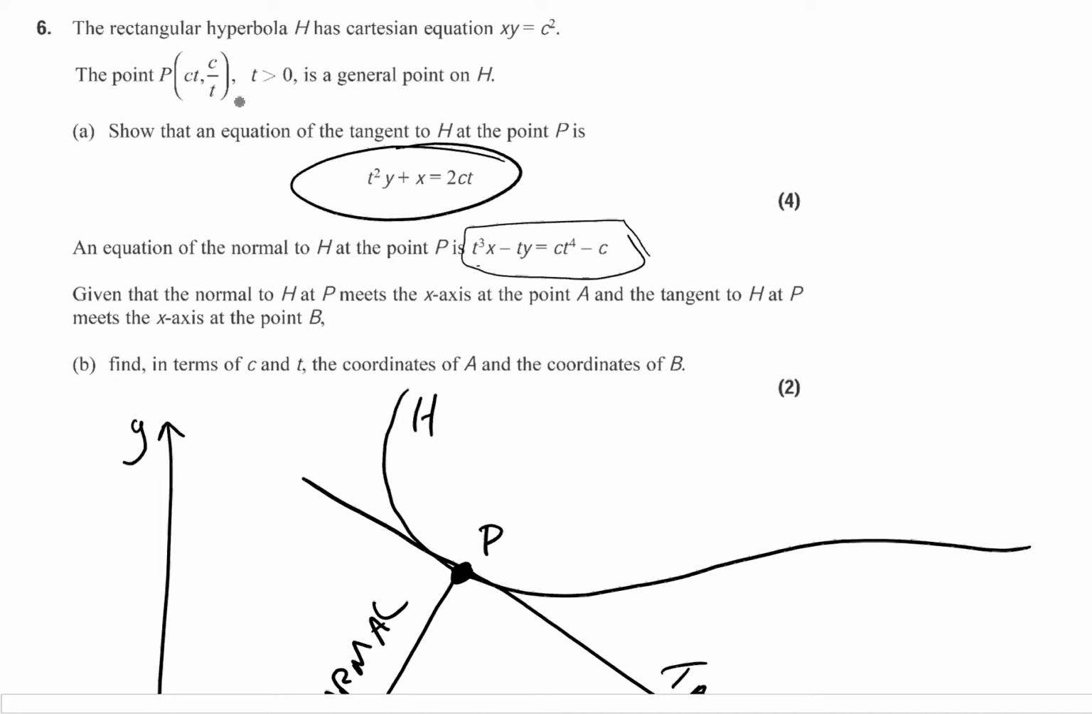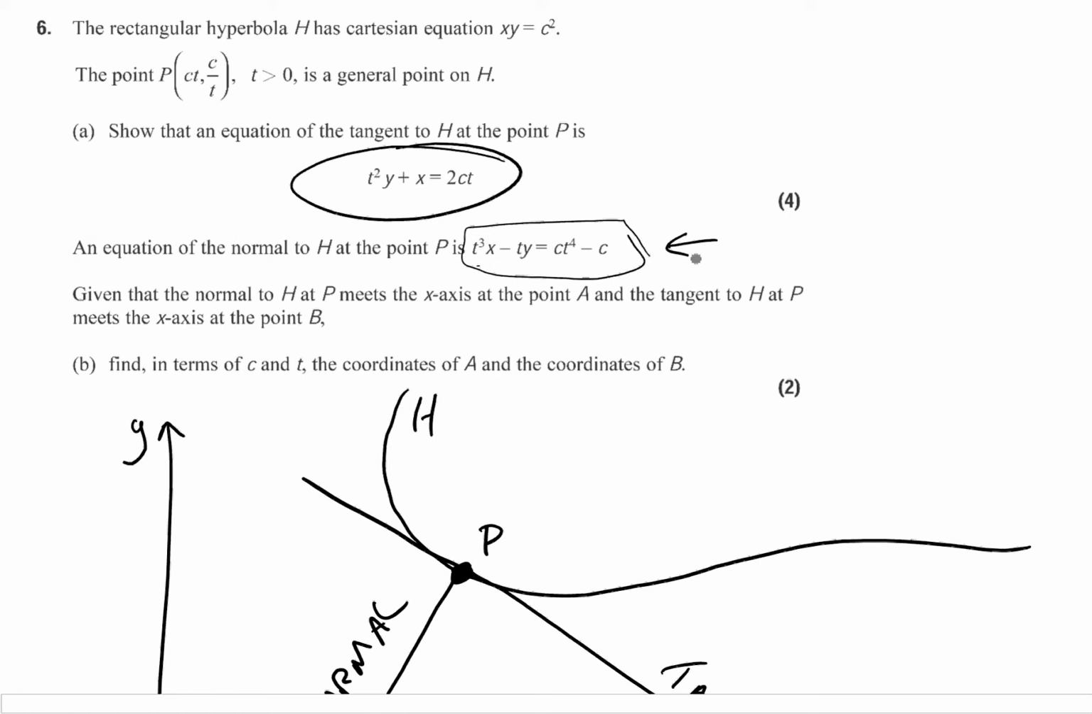We were told that the point P, which was given by ct, c over t, was a general point that was on H somewhere, and we showed that the equation of the tangent was given by this thing here. Now we're given some extra information for part B, and we're told that the equation of the normal, okay, so before where the equation of the tangent was given by this thing, the equation of the normal at that point P is given by this thing.